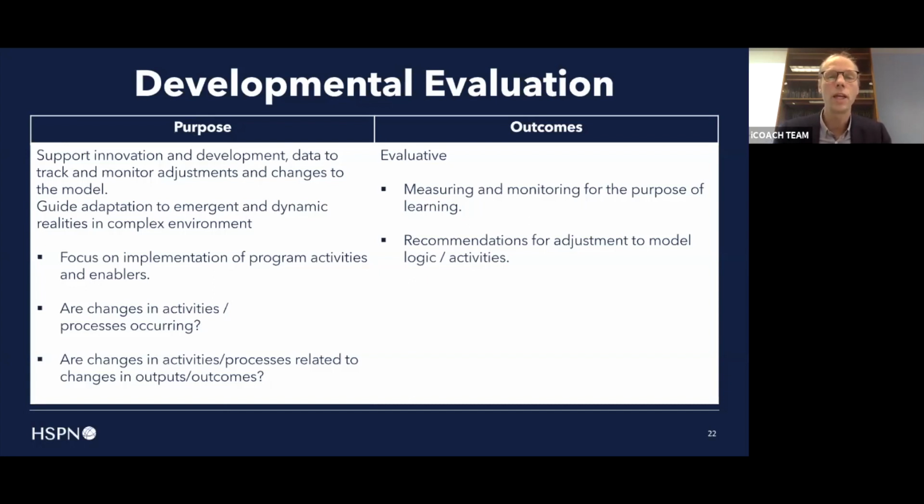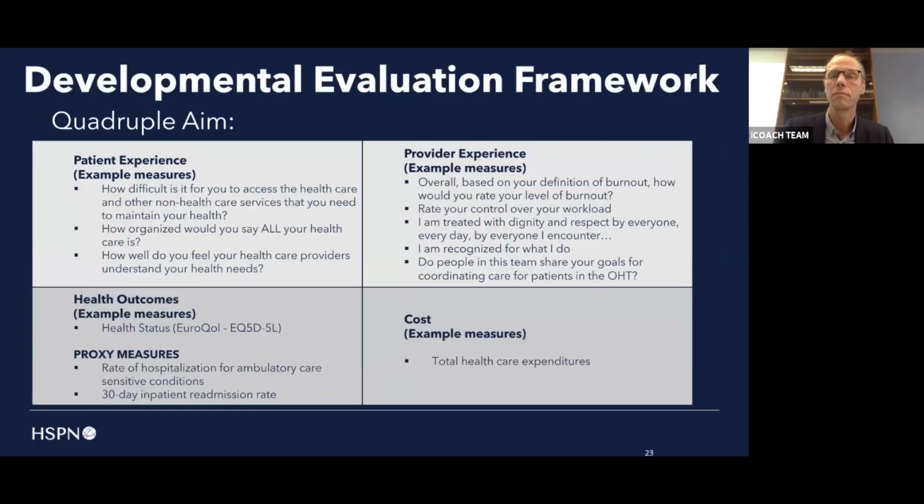There will also be evaluative outcomes attached to this, including measuring and monitoring for that ongoing learning and recommendations for adjusting to logic and activities. I just want people to be aware that as we move into the developmental evaluation, we do have the quadruple aim framework in the back of our minds. And we have this with the intent of bringing it to the forefront as much as possible. And this is still a work in progress.